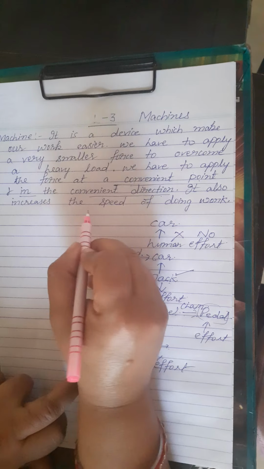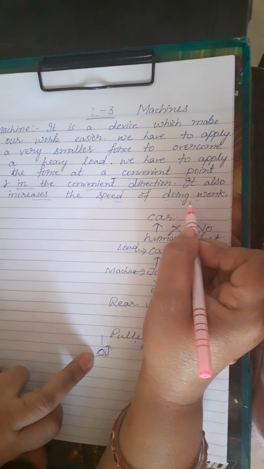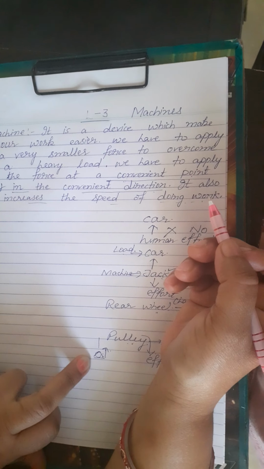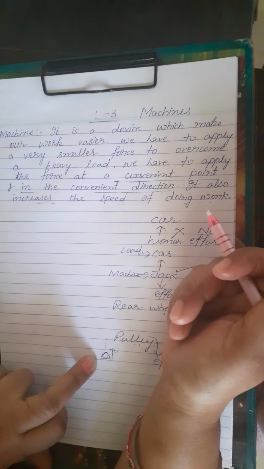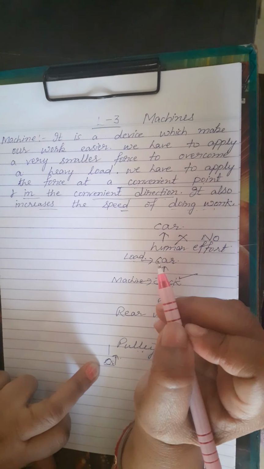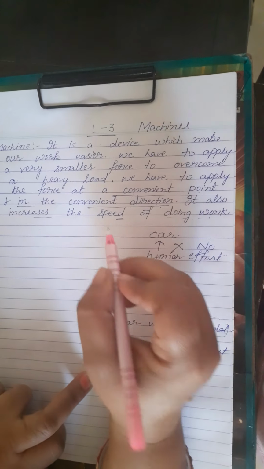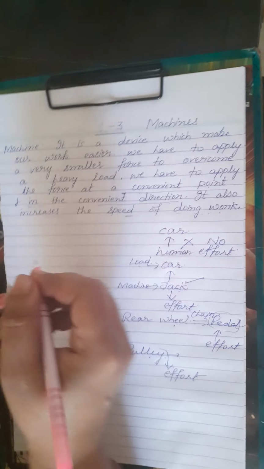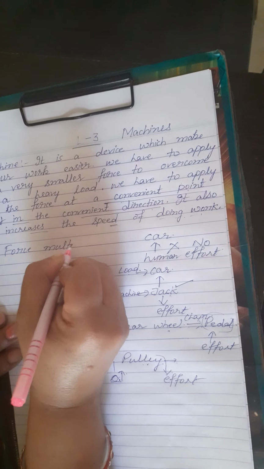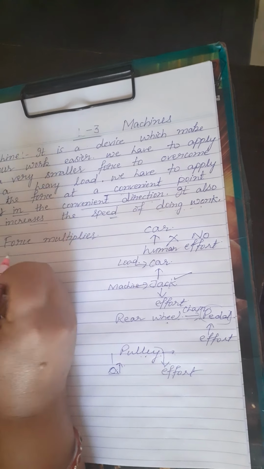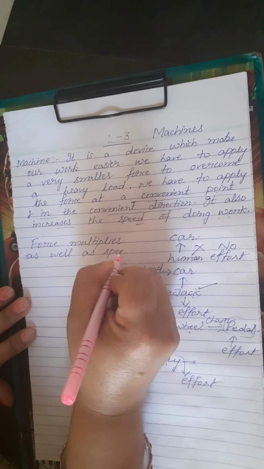Then next is it increases the speed of doing work. We are using the scissors for cutting the cloth or for cutting the paper. So by applying the force at its edges, easily we can cut the cloth or that paper with the great speed. So it act as a force multiplier and speed multiplier. Force multiplier as well as speed multiplier.